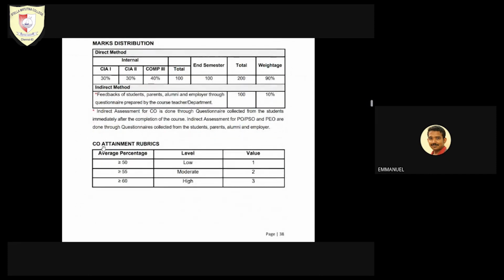The course outcome attainment rubrics has been given like this. The suggested rubrics by the LOCF core team of Loyola College: if the average percentage is greater than or equal to 60, we consider it to be high and give value 3. If it is greater than or equal to 55, moderate, give value 2. Greater than or equal to 50, low, value 1. This is the suggested rubric.